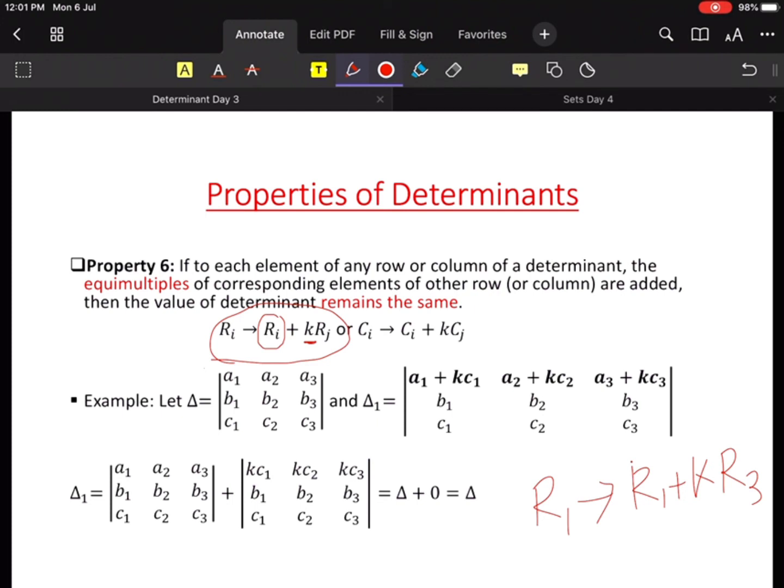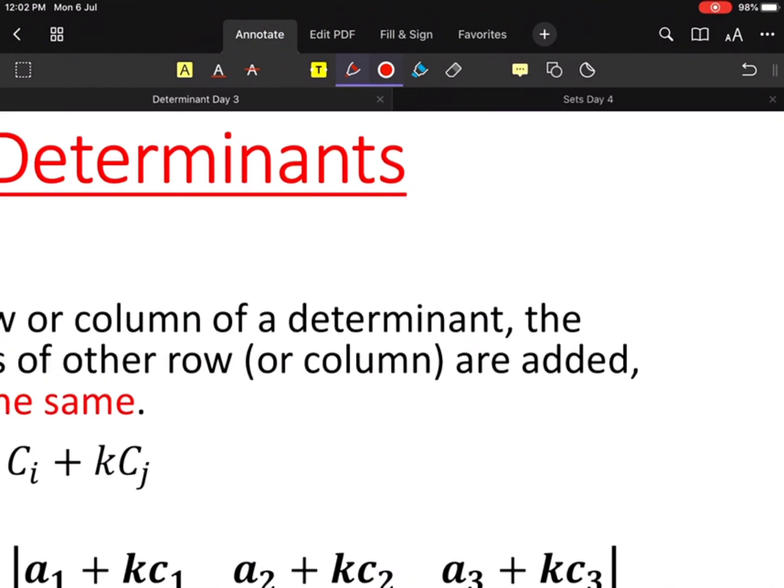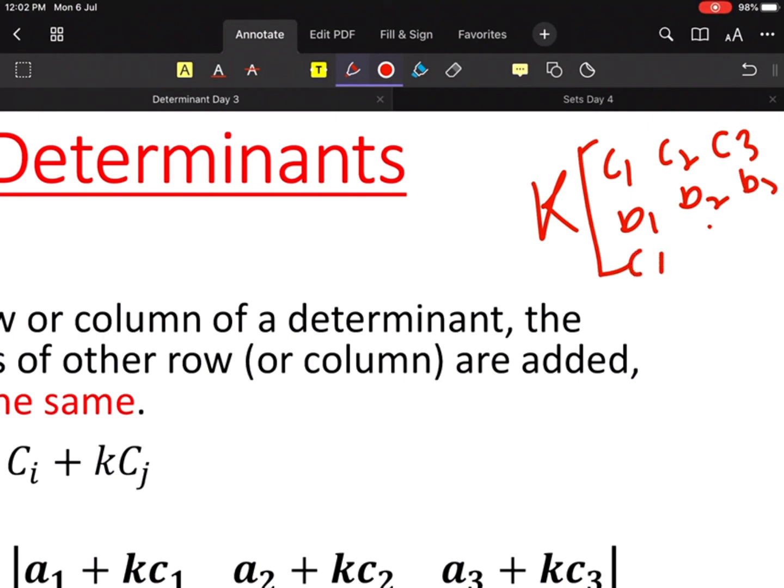You see, I have already seen this in our property 5, right? So by applying property 5, we can separate them. We can write it like this: A1 B1 C1, A2 B2 C2, A3 B3 C3, and like this. Now after this, you see there is K. This row is multiplied with K, right? So I can take out K. If I take out K, those elements will be written as C1, C2, C3, B1, B2, B3, then C1, C2, C3.